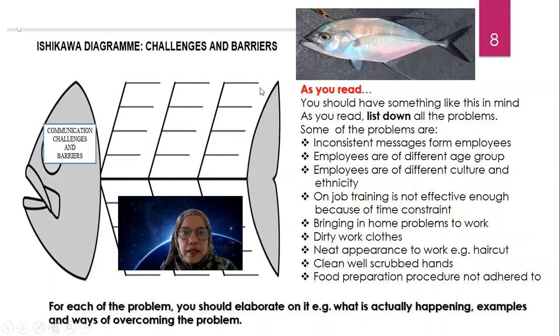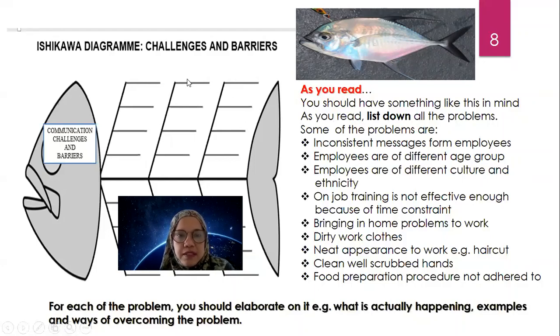Ishikawa diagram, challenges and barriers. On the fish head, you should have the problem. The problem is communication challenges and barriers, right? What you are going to put here, here, here, and here are maybe the challenges and the barriers that you have identified from the text or passage. As you read, you should have something like this in mind. As you read, list down all the problems. You should start listing down.